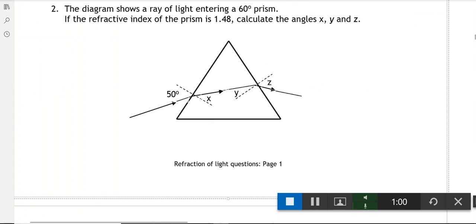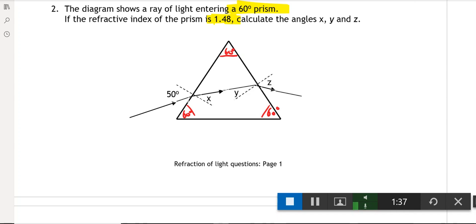It's a difficult one, problem solving, and requires you to remember a little bit of maths. So, important information: we are given the refractive index, and we're also told that the light is entering a 60-degree prism. What that basically means is that this triangle is made up of three angles all equal to 60. That's all that means. I think maybe people got confused with that bit at the start. If the refractive index of the prism is 1.48, calculate the angles x, y, and z.